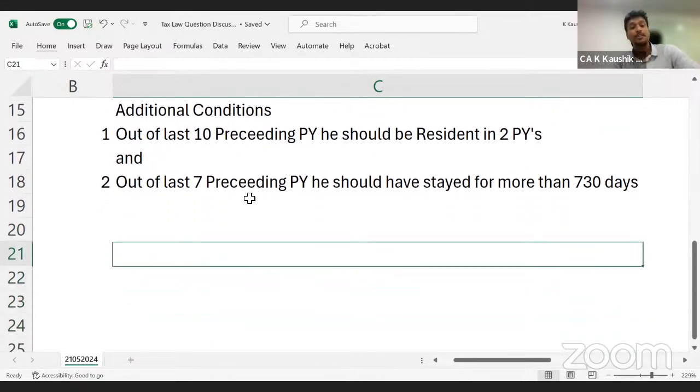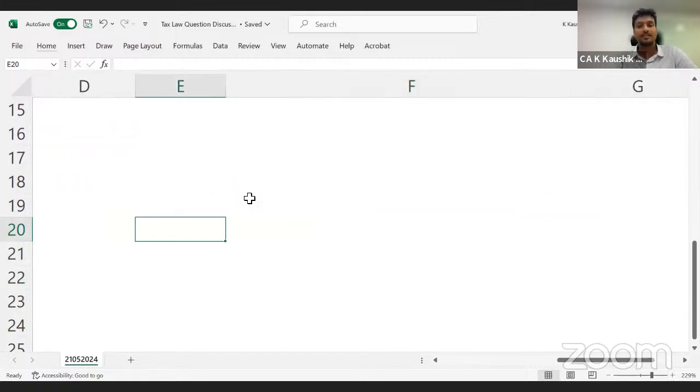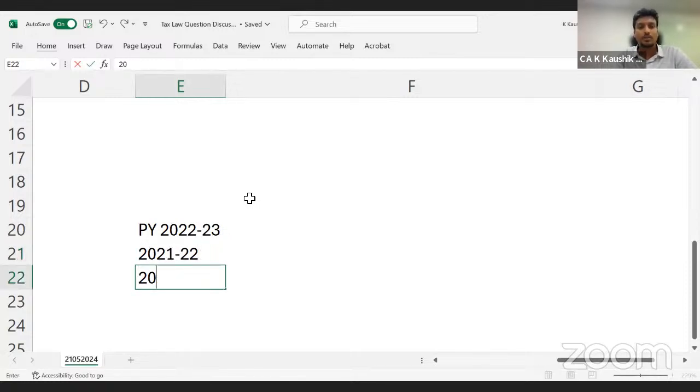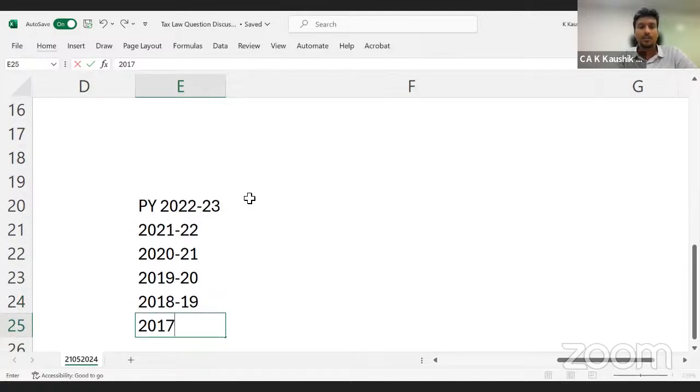So what is the current previous year? The previous year is 22-23. Prior to this, how many days are there? 21-22. 2020-21. 2019-20. 2018-19. 2017-18. 2016-17.